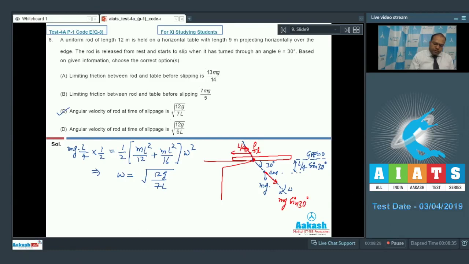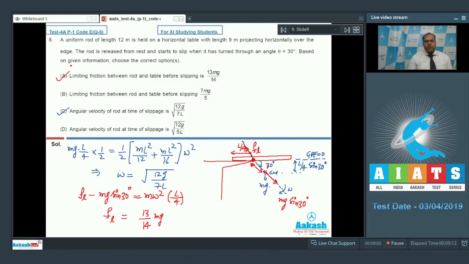So about this point, the center of mass is moving in a circular path. So we can write Fl minus mg sine 30 degree is equal to m into omega square into r. So this r is L by 4. So if I solve this, the value of limiting friction comes out to be 13 by 14 mg. So option A is also correct. So the correct answer for question number 8 are option A and C.